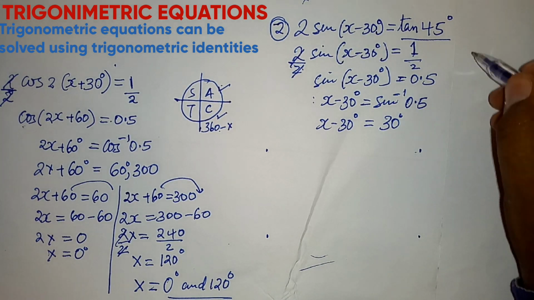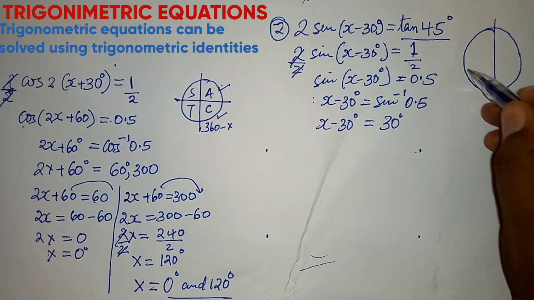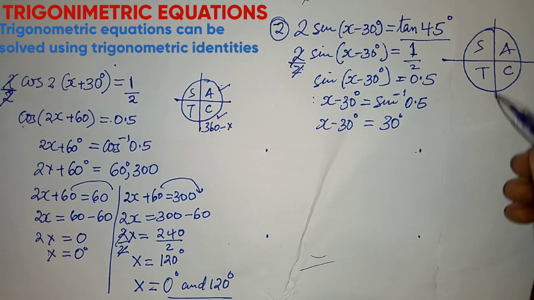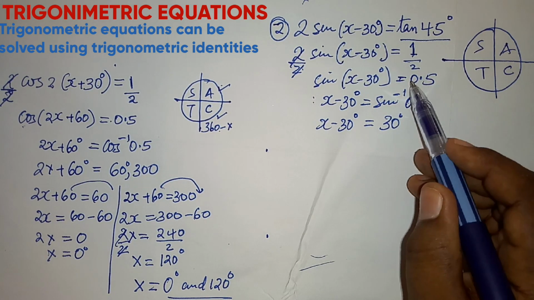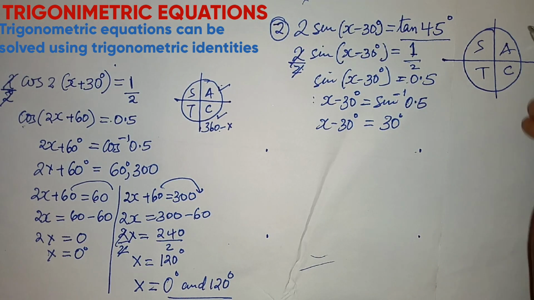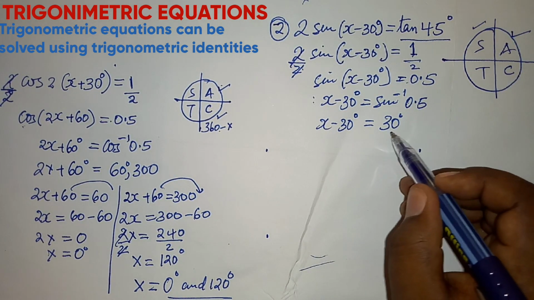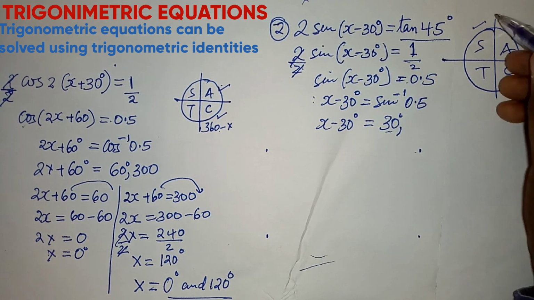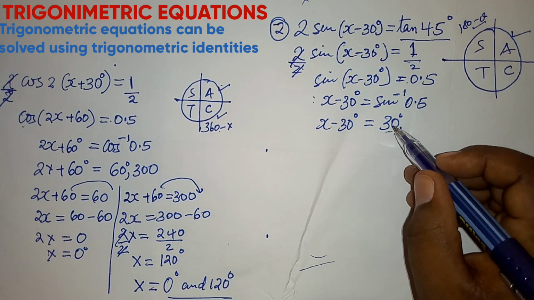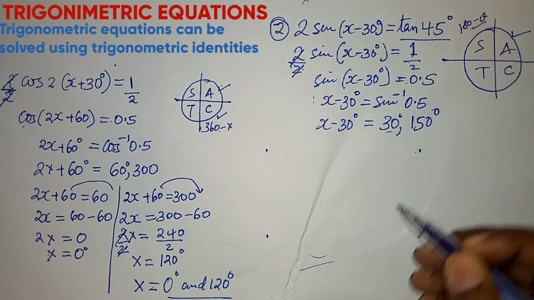Now again, using the unit circle, remember ACTS, and the sine is positive. As you can see here, we have positive, it is not negative. So sine is positive only in the first quadrant and the second quadrant. The angle in the first quadrant is 30 degrees, and the angle in the second quadrant will be 180 minus theta, whereby theta is 30. So 180 minus 30, we are going to have 150 degrees.